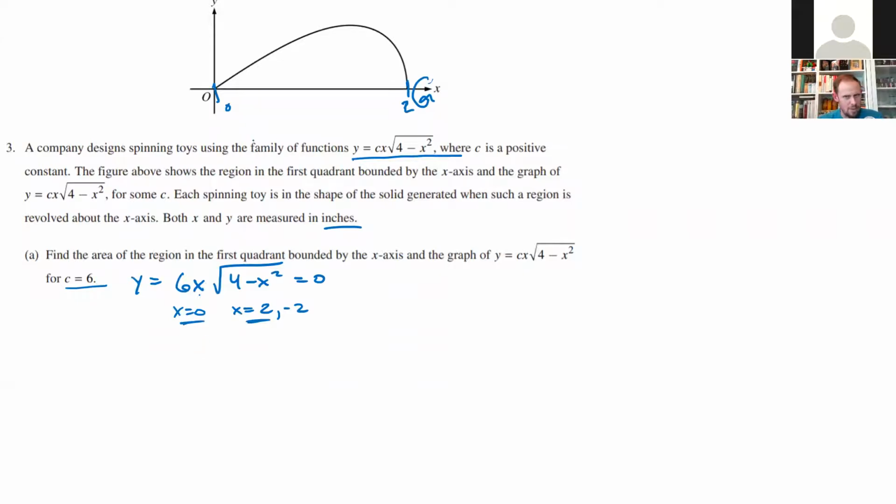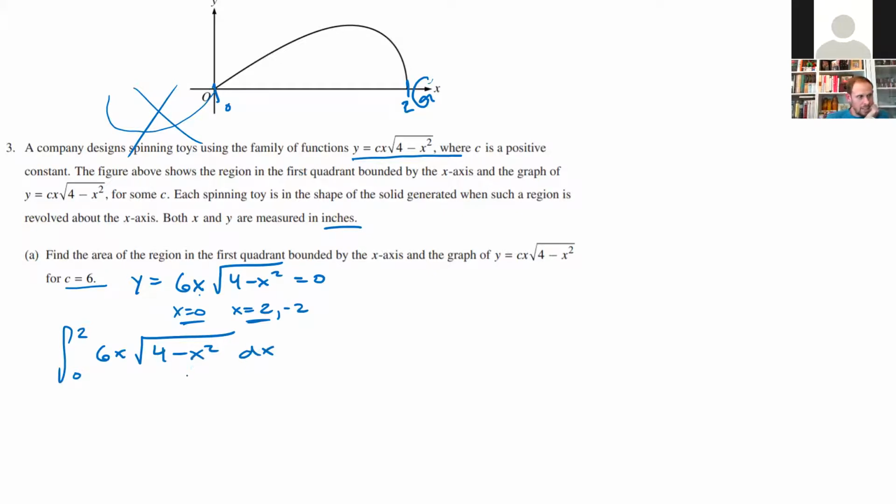Otherwise, I think it goes backwards and does some weird things. Like I think it goes down and does something similar, but we're not caring about that. We're only looking at the positive first quadrant. So there's our answers there. So that means the area of that region would be the integral from 0 to 2 of 6x times the square root of 4 minus x squared dx.